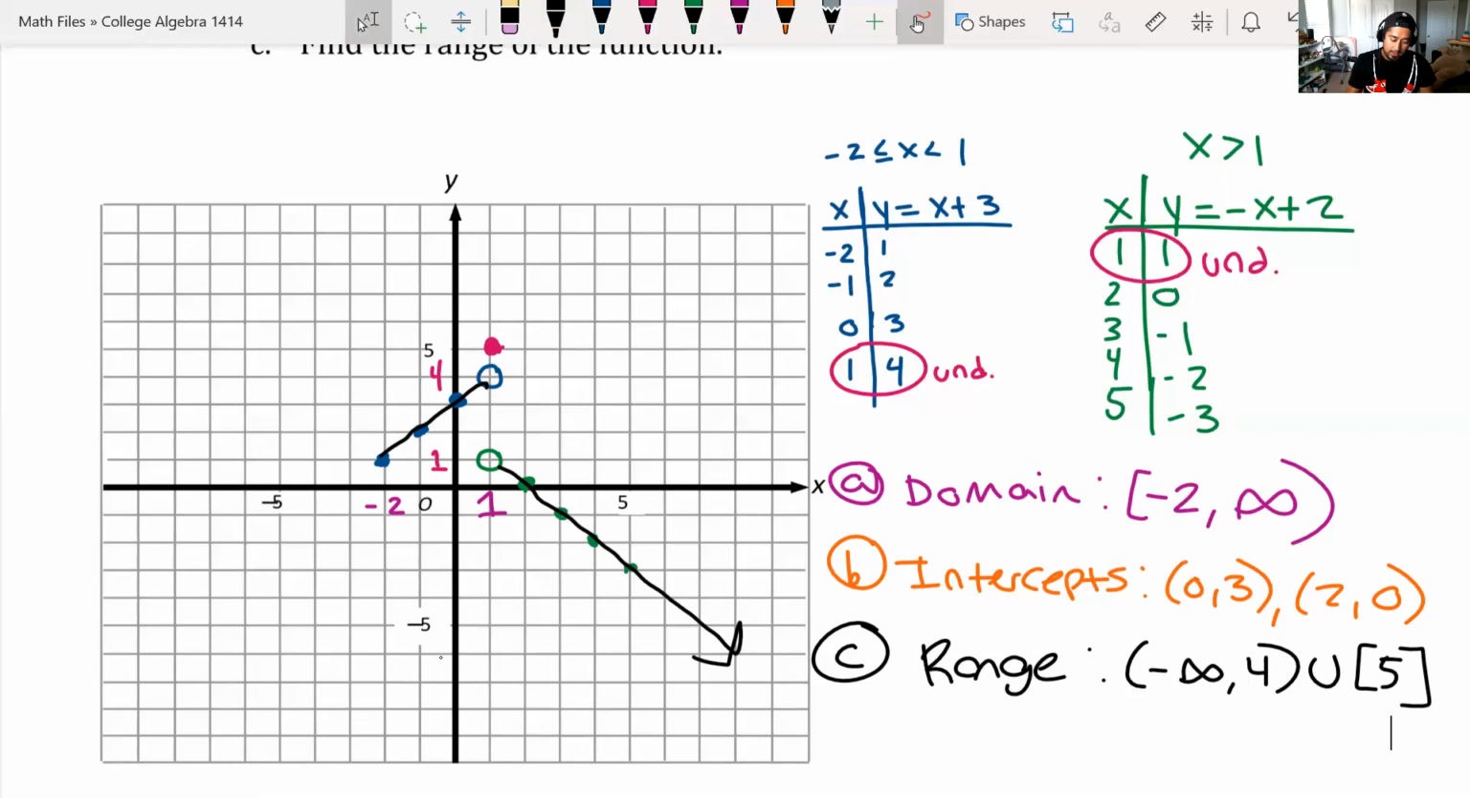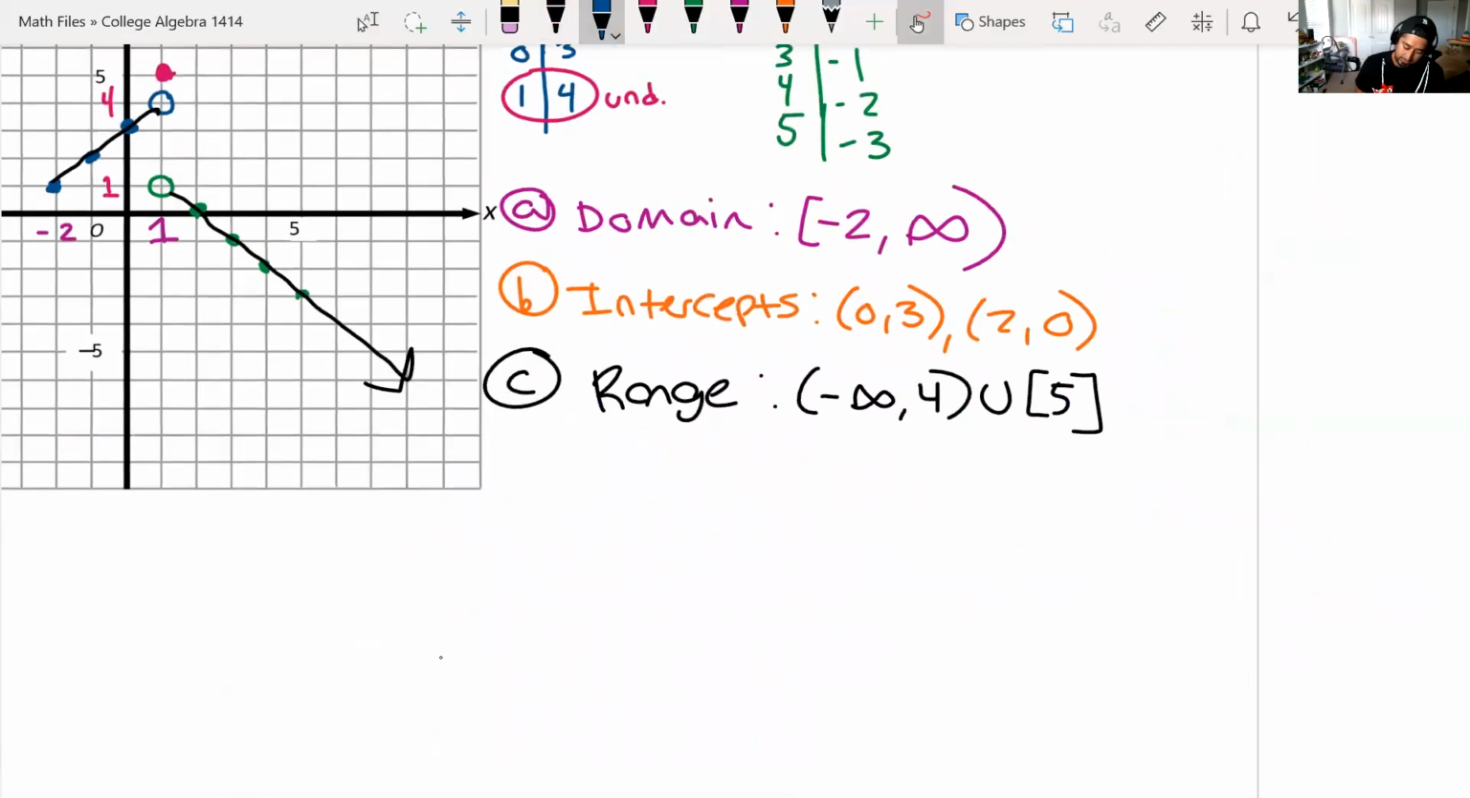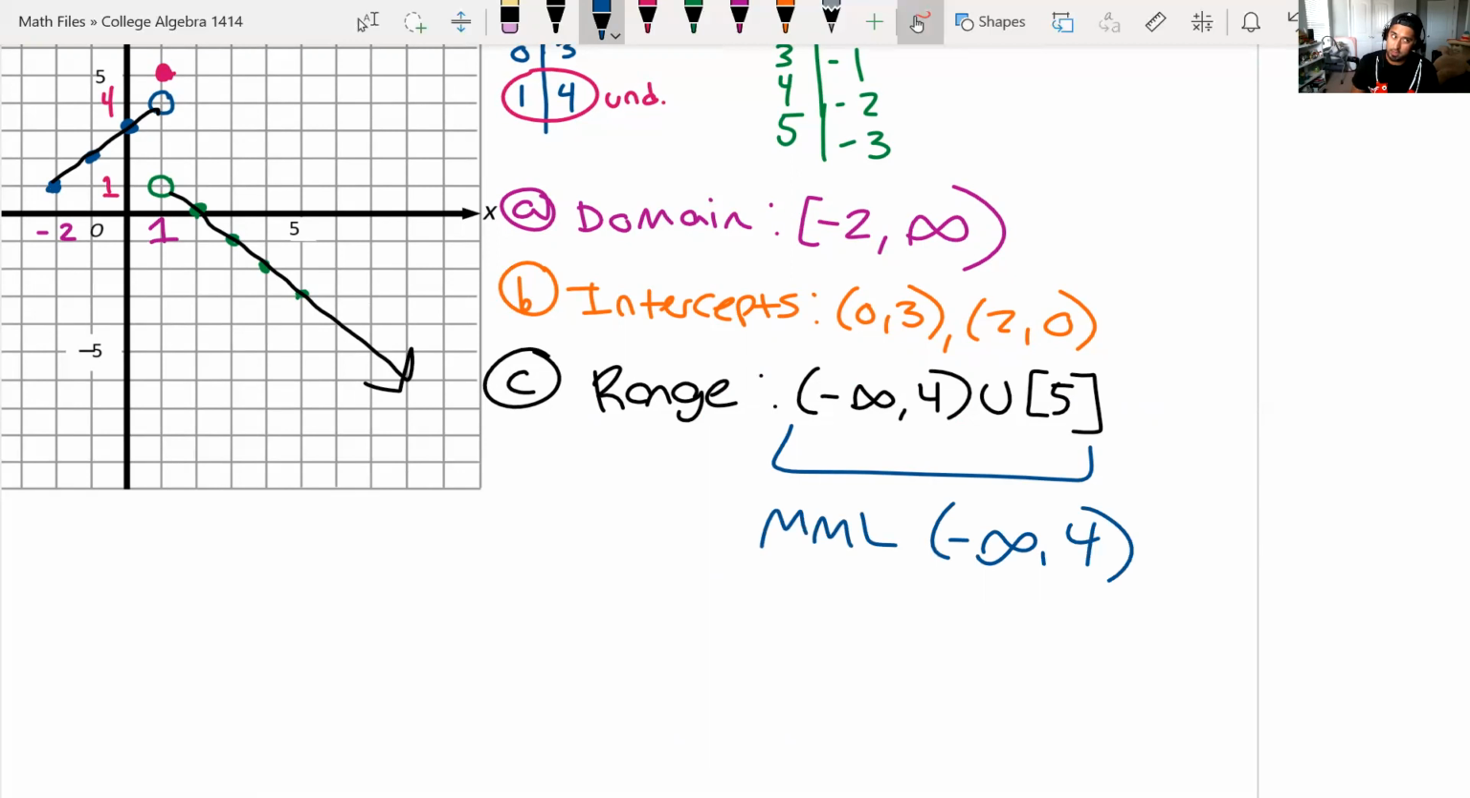All right. How does MyMathLab want it? I think for this, I think MML says your range is from negative infinity to 4, and I think it says with set number or something like that, with set number 5. I think it's something like that. We can look at it again.